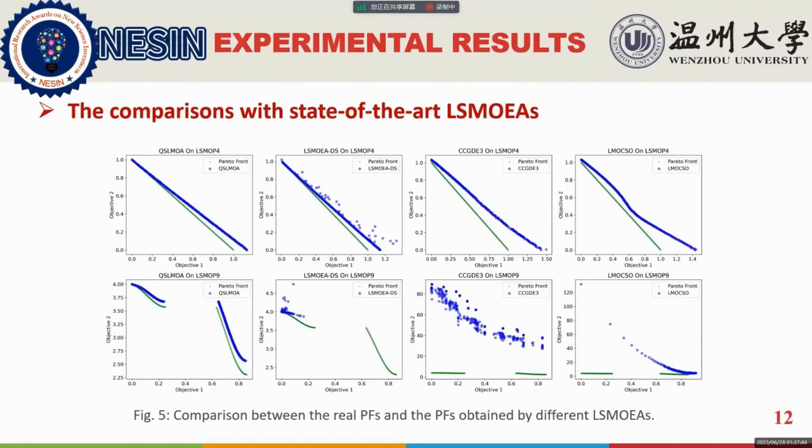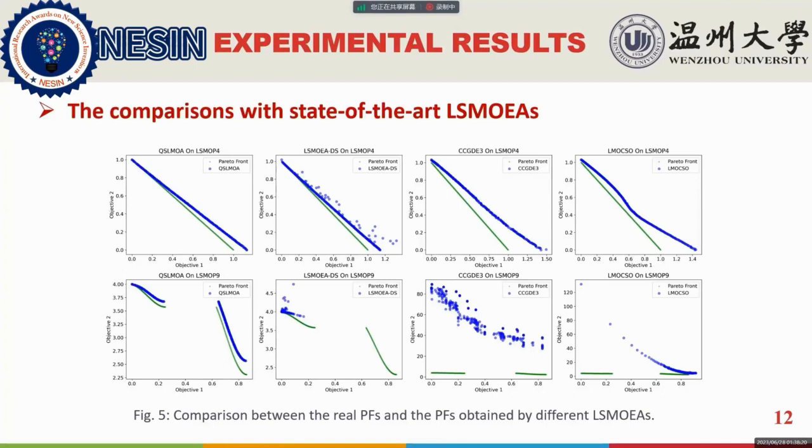Next, to verify the overall performance of the proposed algorithm, we compared our algorithm with 6 state-of-the-art LSMOEAs on LSMOP problems with 2 and 3 objectives, while the dimension of the decision variables ranges from 500 to 5,000 respectively. Due to space limitations, I do not show the relevant IGD results here, but our algorithm does have an excellent performance in dealing with LSMOPs among all the compared algorithms.